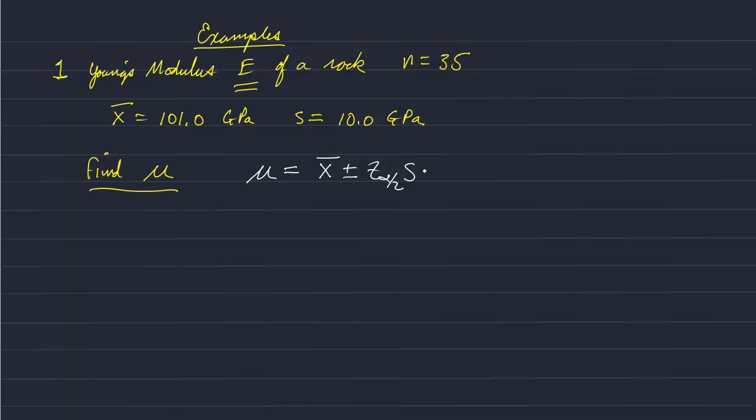Okay, so in this situation, we have to define alpha over 2. So in this case, let's say alpha over 2 is equal to 5%. So 1 minus alpha, not 8, in this case is equal to 90%. So we're going to define the 90% confidence interval on the mean Young's modulus of our rock.